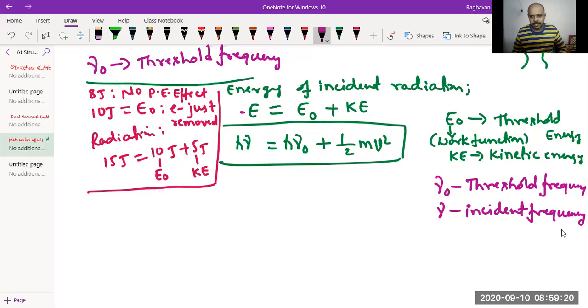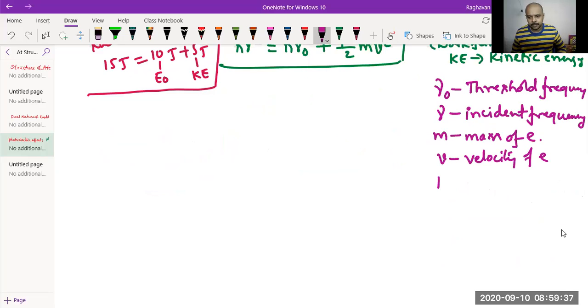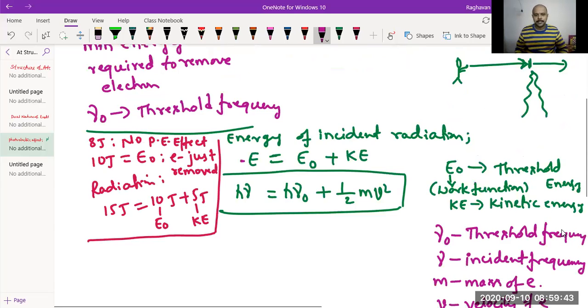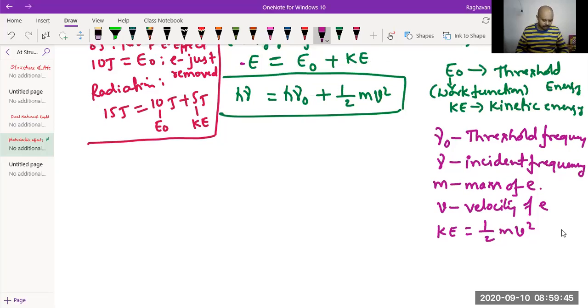Incident frequency. M is the mass of the electron. V is the velocity of the electron. And that overall expression, the kinetic energy, is given by half mv squared: mass of electron, velocity of electron. Okay, that is the expression for the photoelectric effect.